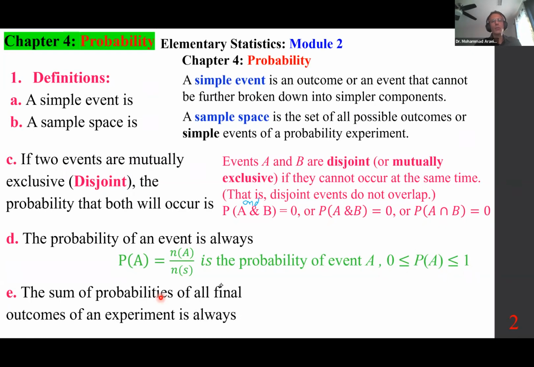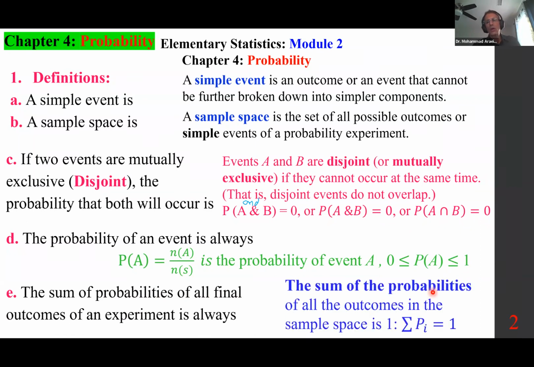The sum of probabilities of all final outcomes of an experiment is always 1. So when we add up the probabilities for all outcomes, we write down the summation of P sub i, they must add up to 1. The only way they may not is when we do the rounding. So due to rounding, it may be a little bit off.